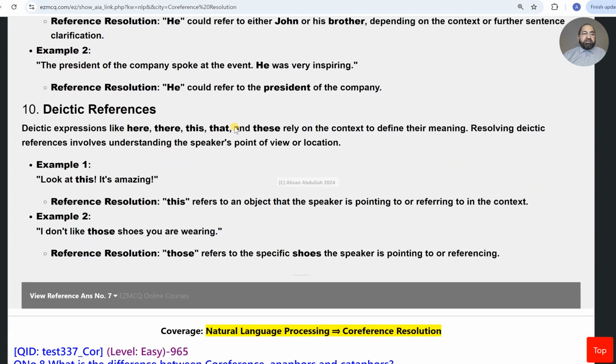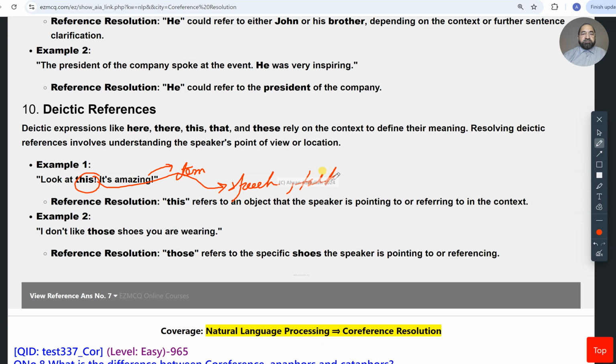Okay, deictic references. This is very interesting. Look at this, it's amazing. So this refers to the object that the speaker is pointing to or referring to in the context, or this item is amazing. Or look at this, this basically refers to something in the context. Maybe this speech is amazing. Okay, this talk is amazing, maybe. Okay, so this is how it goes.